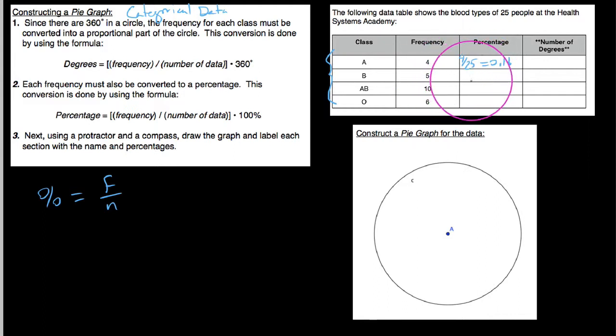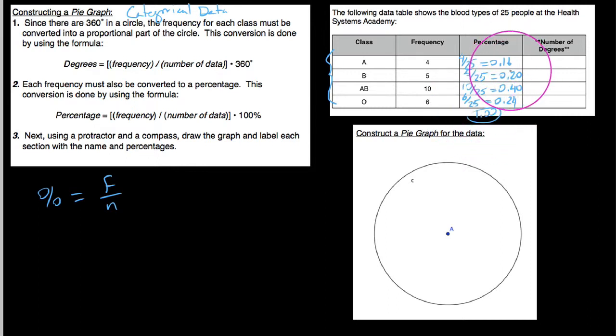And we just do this for everybody here. We'd say 5/25, 5/25 is a fifth, so that's 20%. 10/25, which is twice as much as 5/25, so this would be 40%. And last but not least, the frequency here is 6 divided by the total number of people. This would be 24%. And if we were to add all these up, you get 1.00 or 100% of your data.